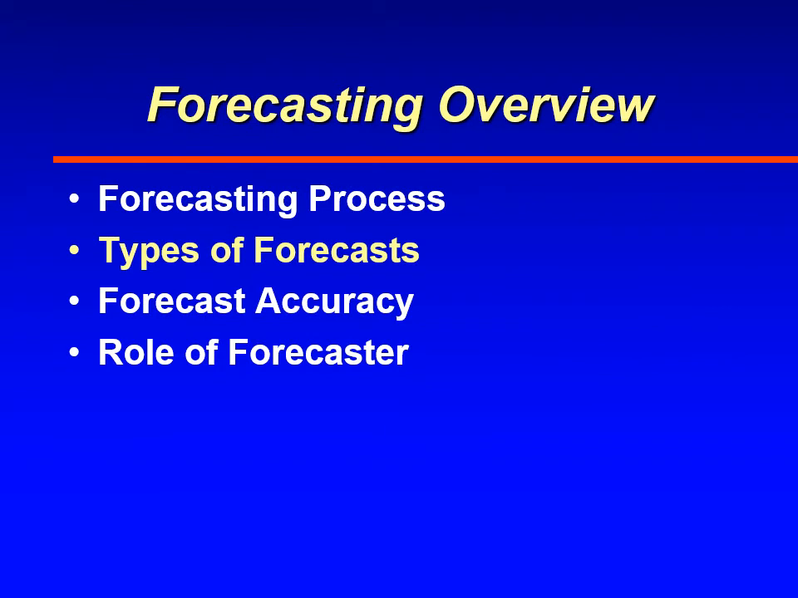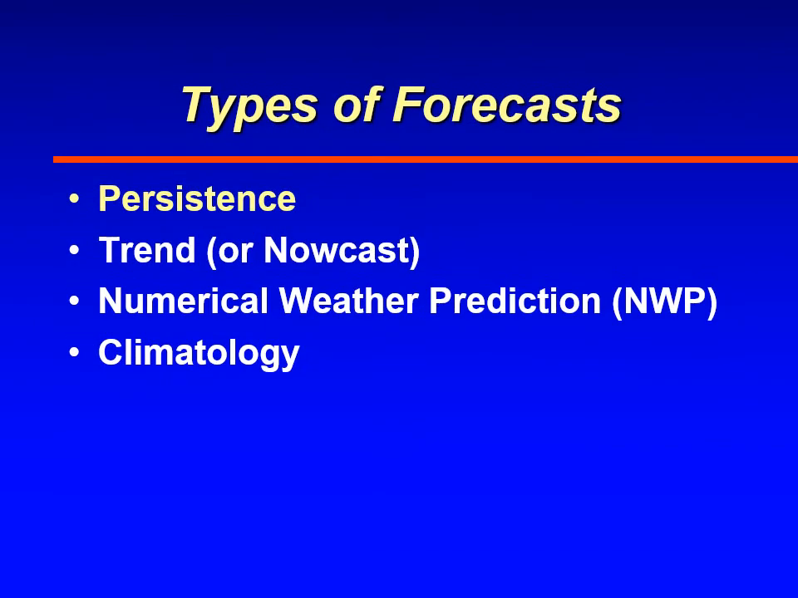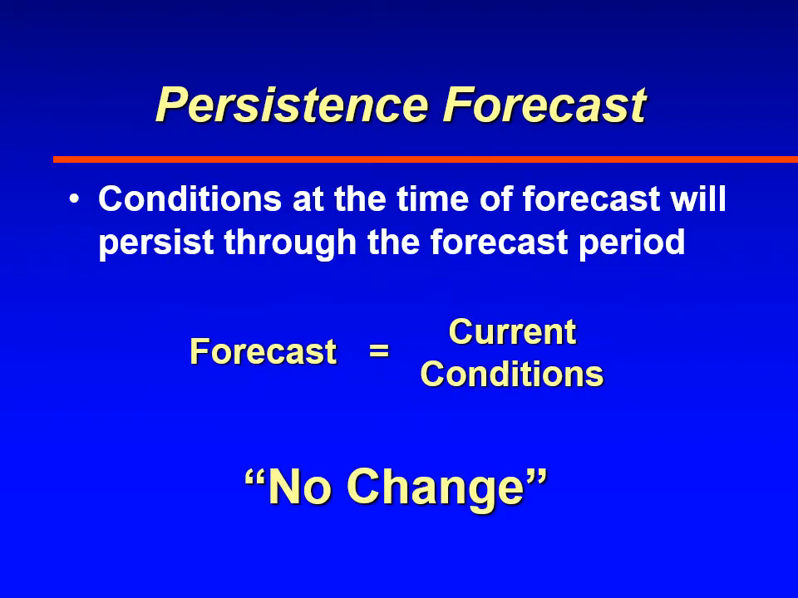We'll move into the different types of forecasts. There's many different types of forecasts, and here we're going to look at these very generally. The first forecast we're going to look at is the persistence forecast. The persistence forecast can be made by anybody. What the persistence forecast states is that the conditions that you have at the time of forecast will actually persist throughout the forecast period. Basically, this is a forecast of no change. What you have now is what you'll have an hour, 2, or 3 from now.